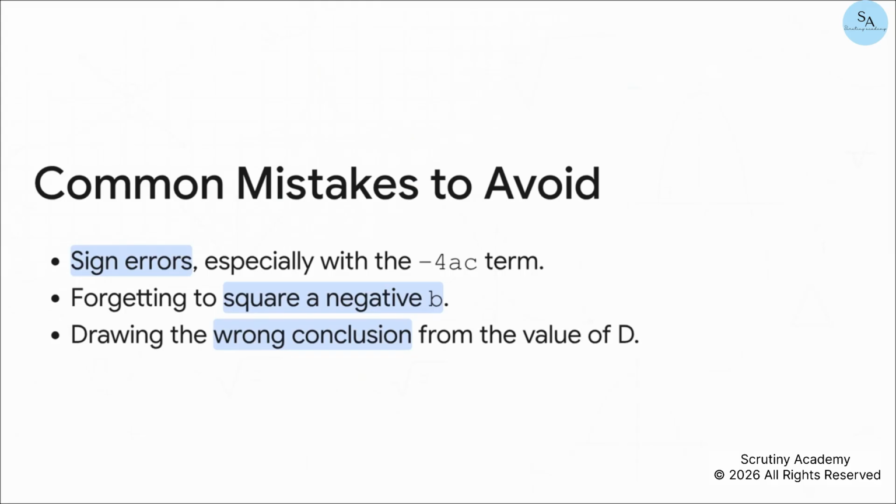Okay, now you gotta be careful. There are some common mistakes people make. The biggest one is getting the signs wrong, especially in that minus 4ac part. And also, don't forget to square b properly, especially if it's a negative number. One tiny mistake here and your whole answer can go wrong.